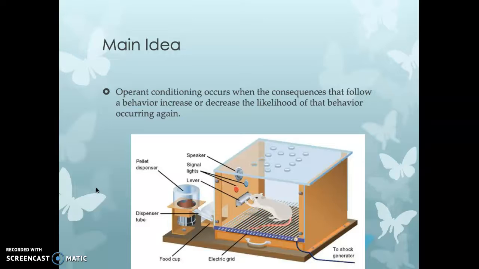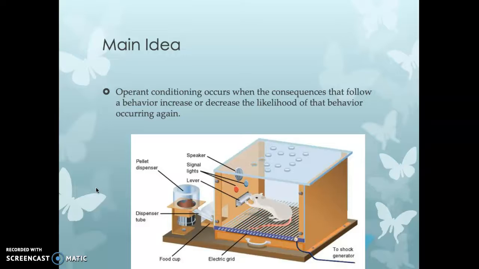So what you're looking at here on this image is a box that was produced by B.F. Skinner. He's one of the psychologists that is credited with developing operant conditioning. And so what he has here is a pellet dispenser dispensing food into a tube. And he's got a rat inside of a box and a lever.